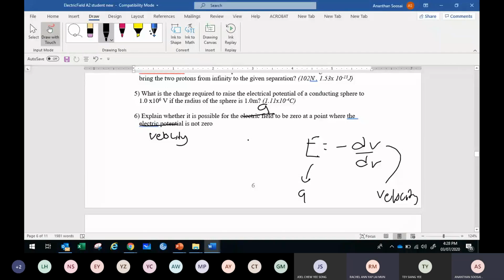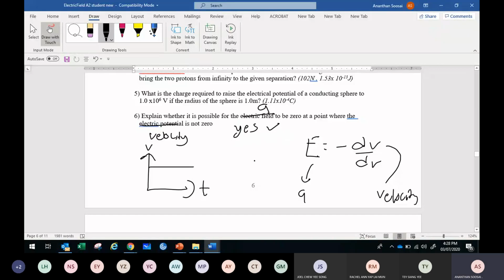Possible or not? Where the velocity is not zero. Possible or not possible? Explain whether it is possible for acceleration to be zero where the velocity is not zero. Possible, right? Yeah. If the velocity is moving with a constant speed, the acceleration could be zero. So same thing for electric field. So the answer is yes, it can.